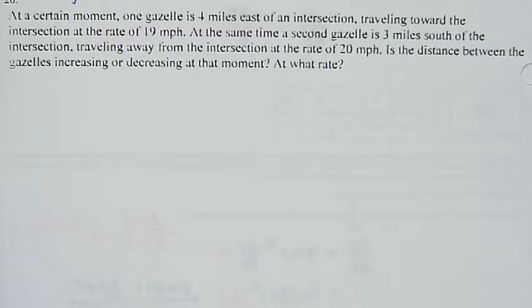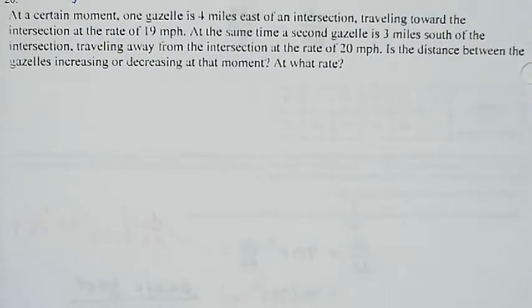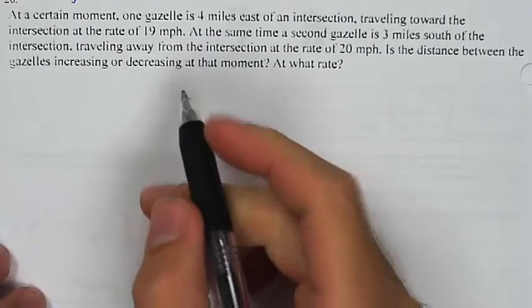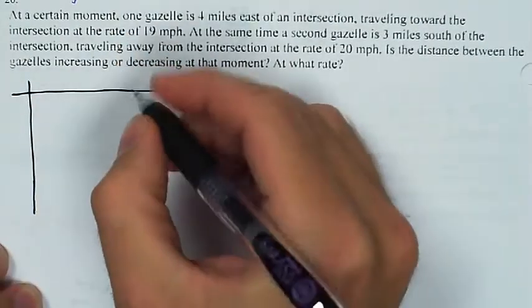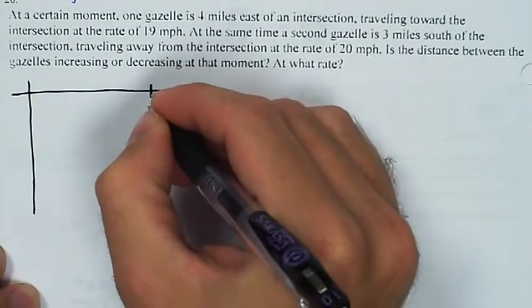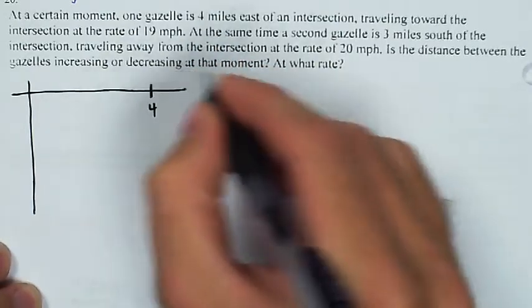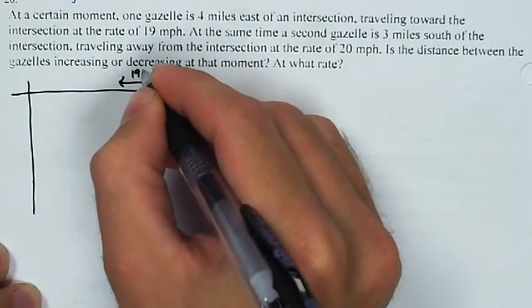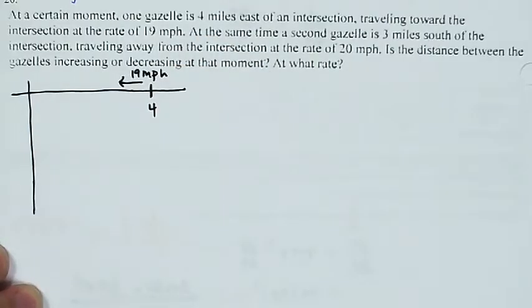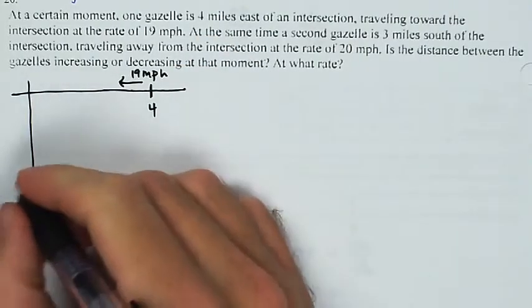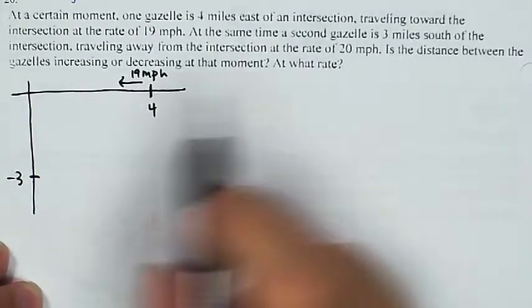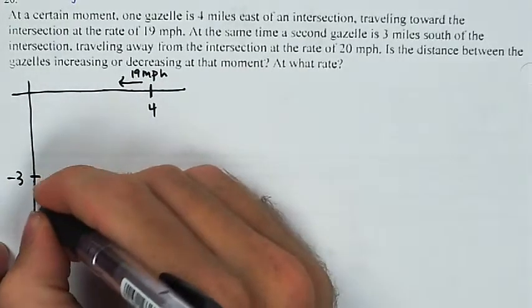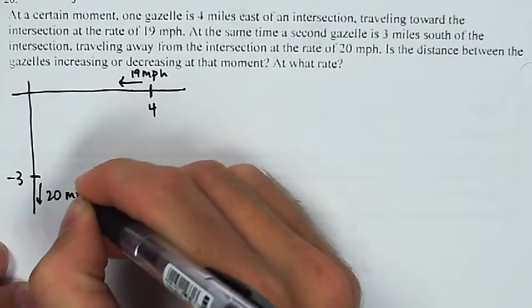All right, and the last of the classic related rates word problems is the one about the gazelles. One gazelle is 4 miles east of an intersection. I've worked this problem before, so I'm going to say that's x equals 4, and it's moving toward the intersection at a rate of 19 miles per hour. At the same time, a second gazelle is 3 miles to the south, so I'm going to call that -3 on y, of the intersection, traveling away from the intersection at a rate of 20 miles per hour.